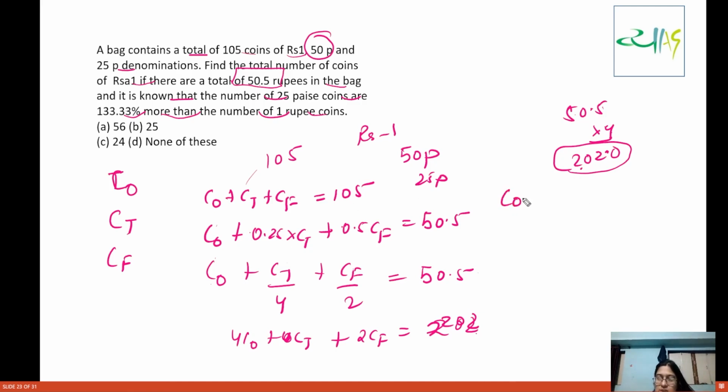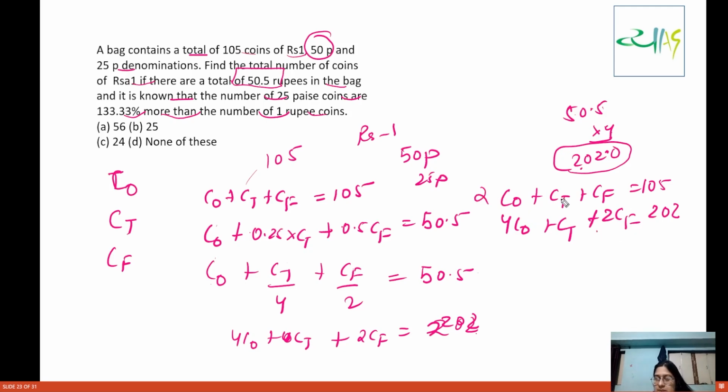So you have these two equations: CO plus CT plus CF is equal to 105, and 4CO plus CT plus 2CF is equal to 50.5, I hope I am doing the calculation correctly. 5 4s are 20, so this is 202. Fine. Now see, I don't need this 50 paise coin, because I have the relationship between the coin of 1 rupee and the coin of 25 paise. So just eliminate this.